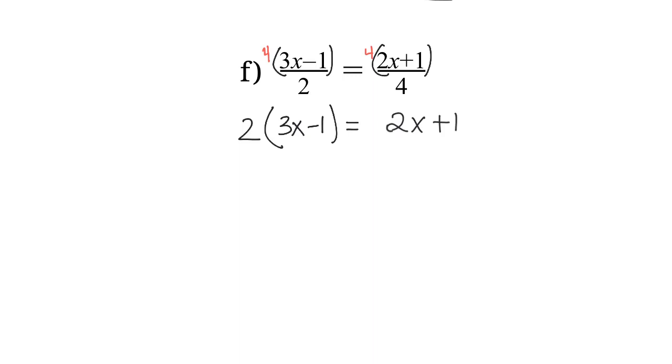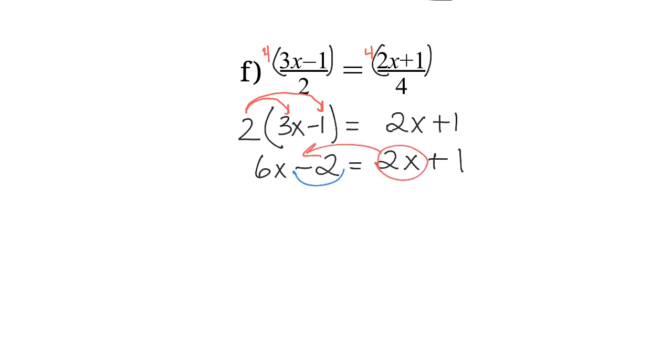Okay, on the left-hand side, we do have something that can be simplified using the distributive property. So let's go ahead and do that. So we've got 2 times 3x, which is 6x. And then we have 2 times negative 1, which is negative 2. We're going to recopy the right-hand side. And now we go ahead and collect like terms. So I'm going to bring this 2x over, and I'm going to bring this negative 2 over to the right-hand side. So that's going to leave me with 6x minus 2x, which is equal to 1 plus 2.